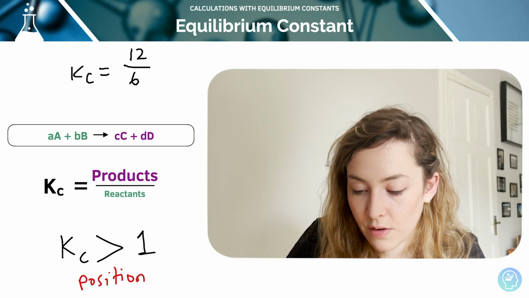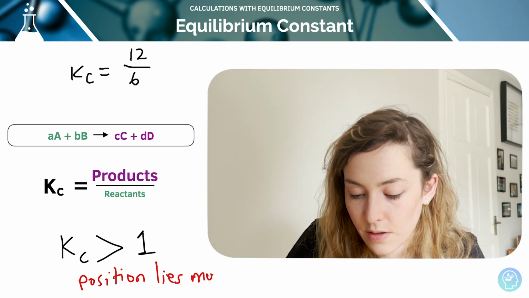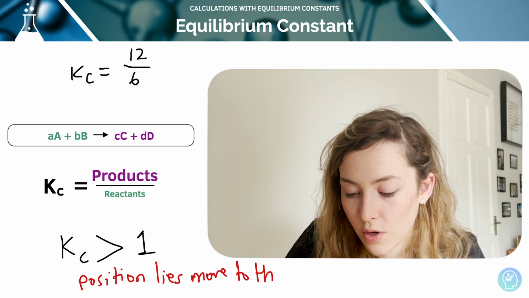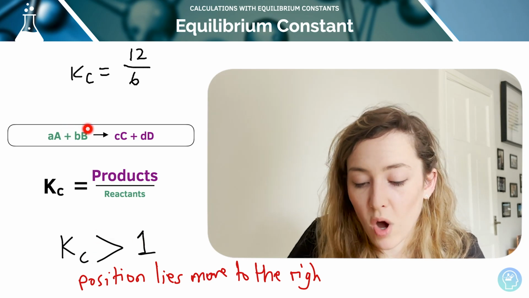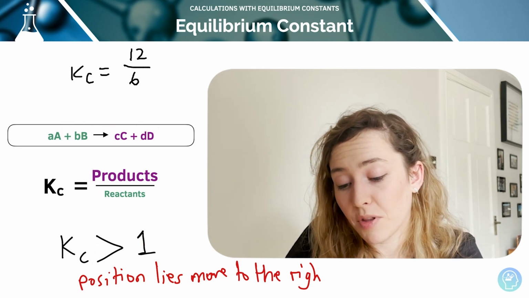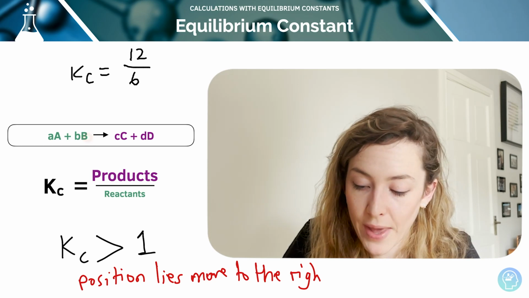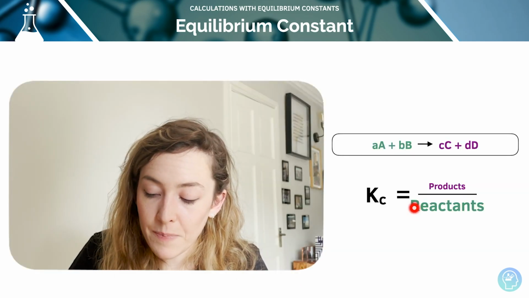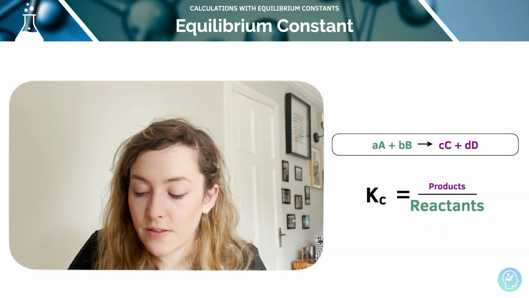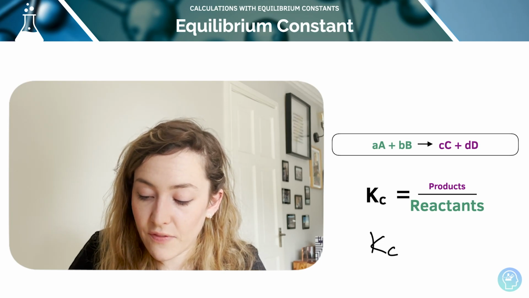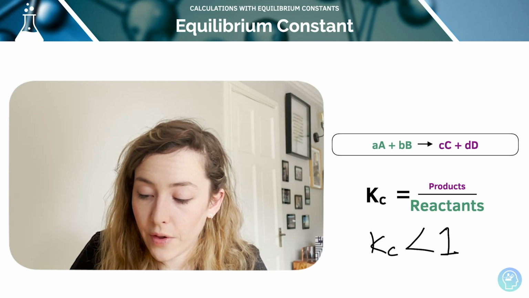So the position lies more to the right. If Kc is a large number, greater than 1, just think of it as a number line. The greater the number, the more to the right you are, and that's why I've got a solid arrow here. And vice versa. If you've got a larger number of reactants on the bottom, then Kc is going to end up with a value below 1, okay?